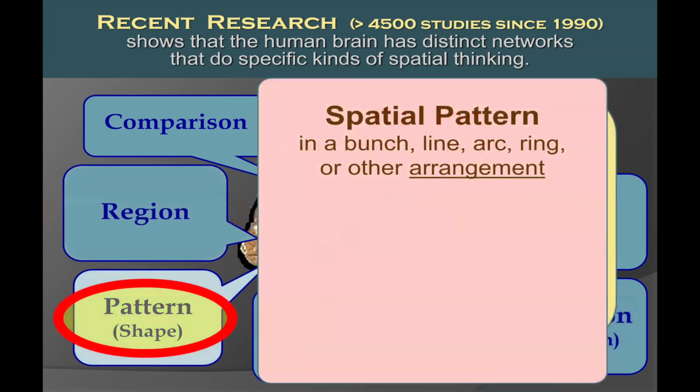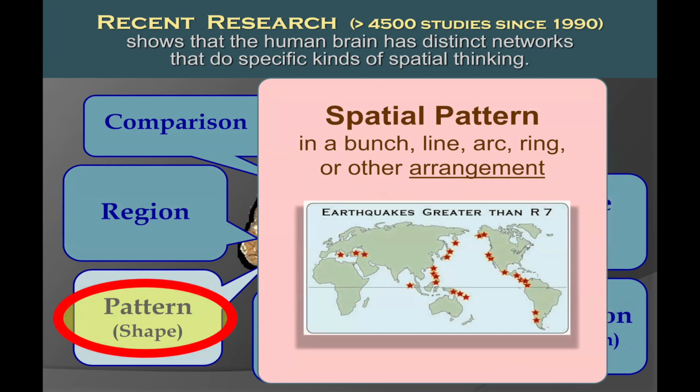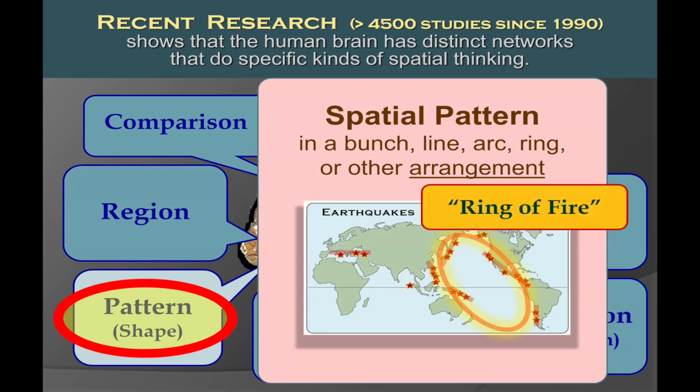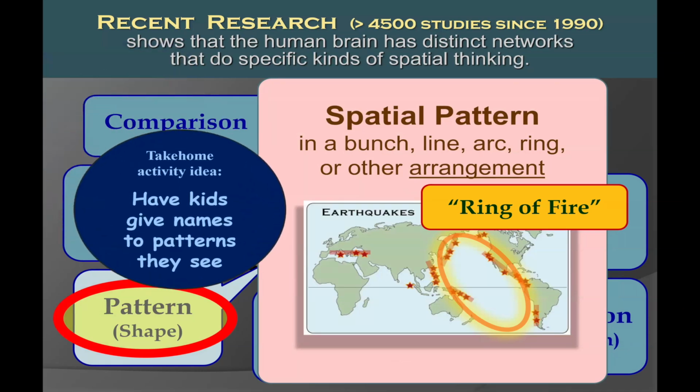Spatial pattern, where things are arranged in bunches, lines, arcs, rings, or other arrangements, is another brain network. It's separate from the region network. If you make a map of earthquakes, you could draw some lines and we come up with a word like the Ring of Fire to have the lines of earthquakes around the Pacific Ocean. And the take-home activity idea is kids should be giving names to patterns that they see. And these could be patterns as simple as trees in a playground, cars in a parking lot, all the way up to things that they see on a map, like forts during the Revolutionary War.